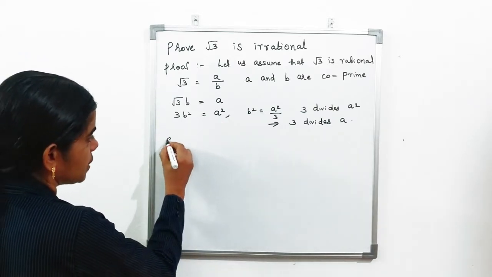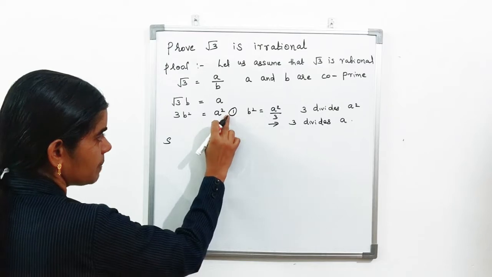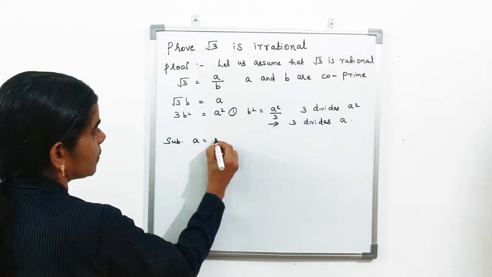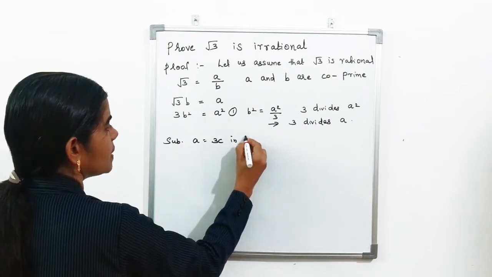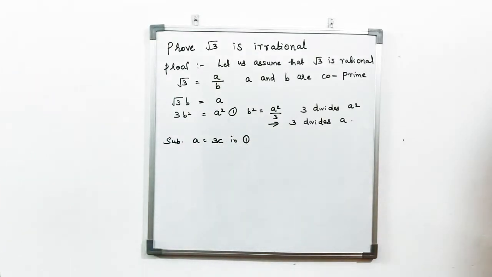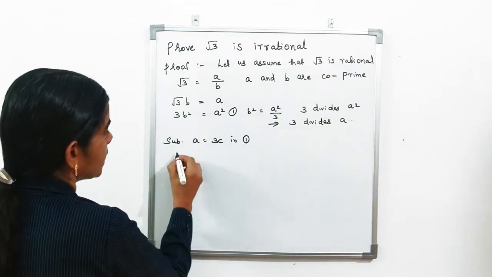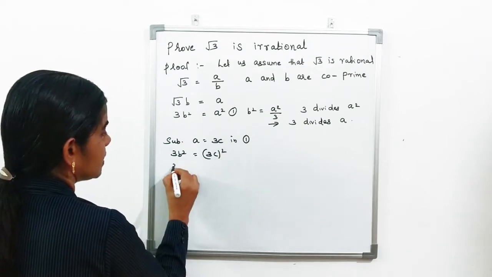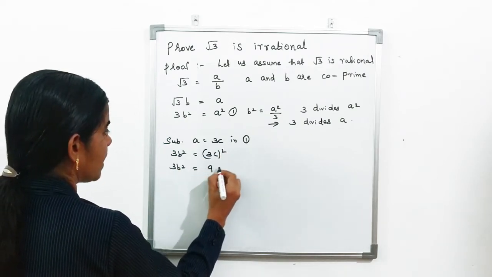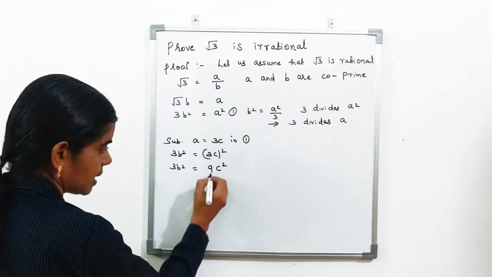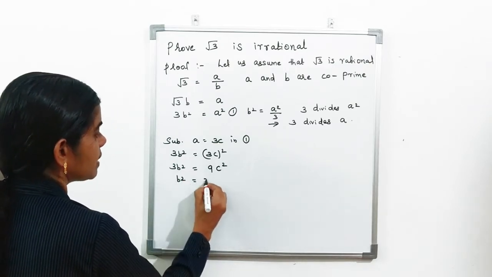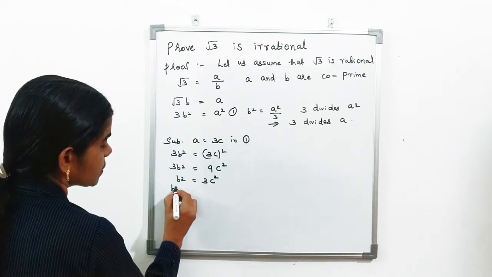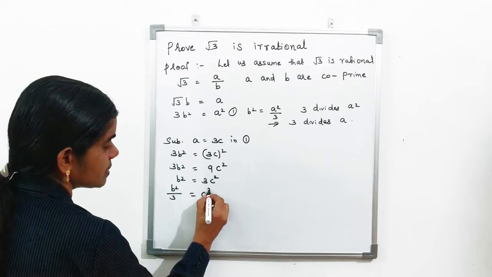Next step, substitute. If you want, you can give this as equation number 1. Then substitute a is equal to 3c in equation number 1, where c is any number. Then 3b square is equal to 3c whole square. That is 3b square is equal to 9c square. 3 cut here. Then we will get b square is equal to 3c square. Then we will get b square by 3 is equal to c square.